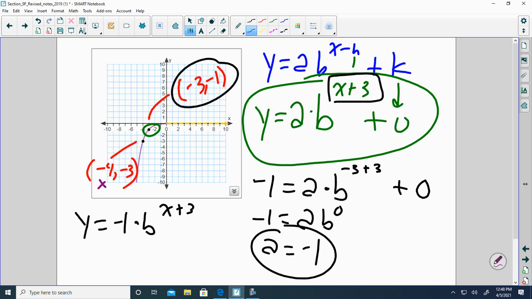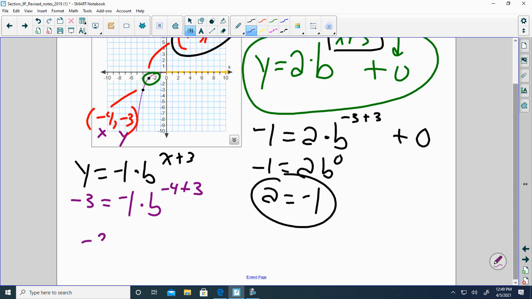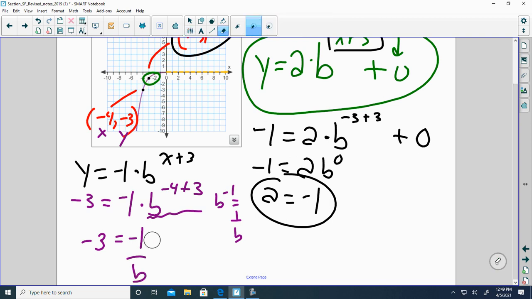Now I'm going to plug this x and y value in. So I get -3 equals -1 times b, and I get -4 plus 3. -4 plus 3 is -1, right? So I'm going to get -3 equals -1 times, oh, wait a minute. That's b to the -1, which is the same thing as 1 over b. So I'm going to do this. Does everyone feel comfortable why I just did that? Does that make sense?